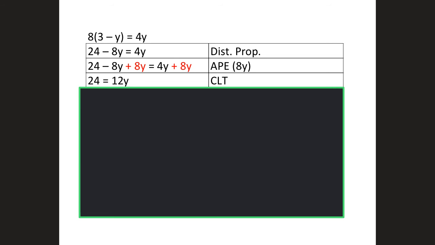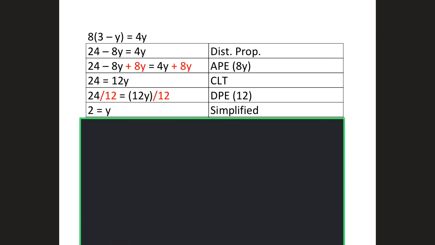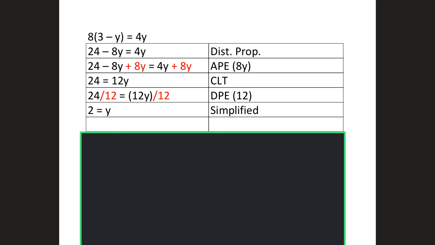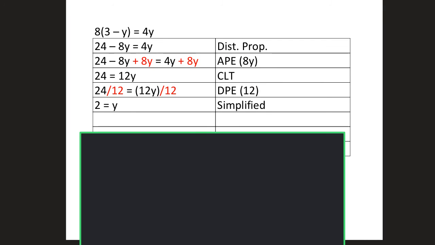So I'm still multiplying, you notice. I still have a 12y, so I'm going to get rid of that by dividing both sides by 12. So 24 divided by 12 equals 12y divided by 12. And so I get 2 equals y. Once I get to that point, I'm done. As soon as I have a number equals my variable with no coefficient, I am done.